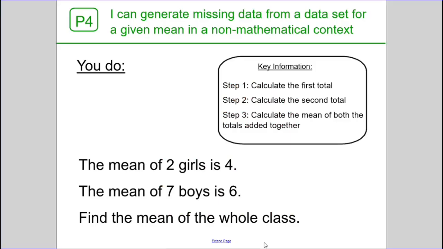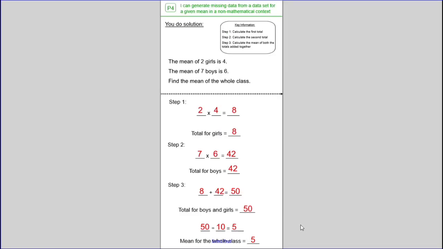Here's a question for you to try independently. You will notice that there is no support available for this question. Pause the video here. Here's the solutions. Make sure that you self-assess your work.